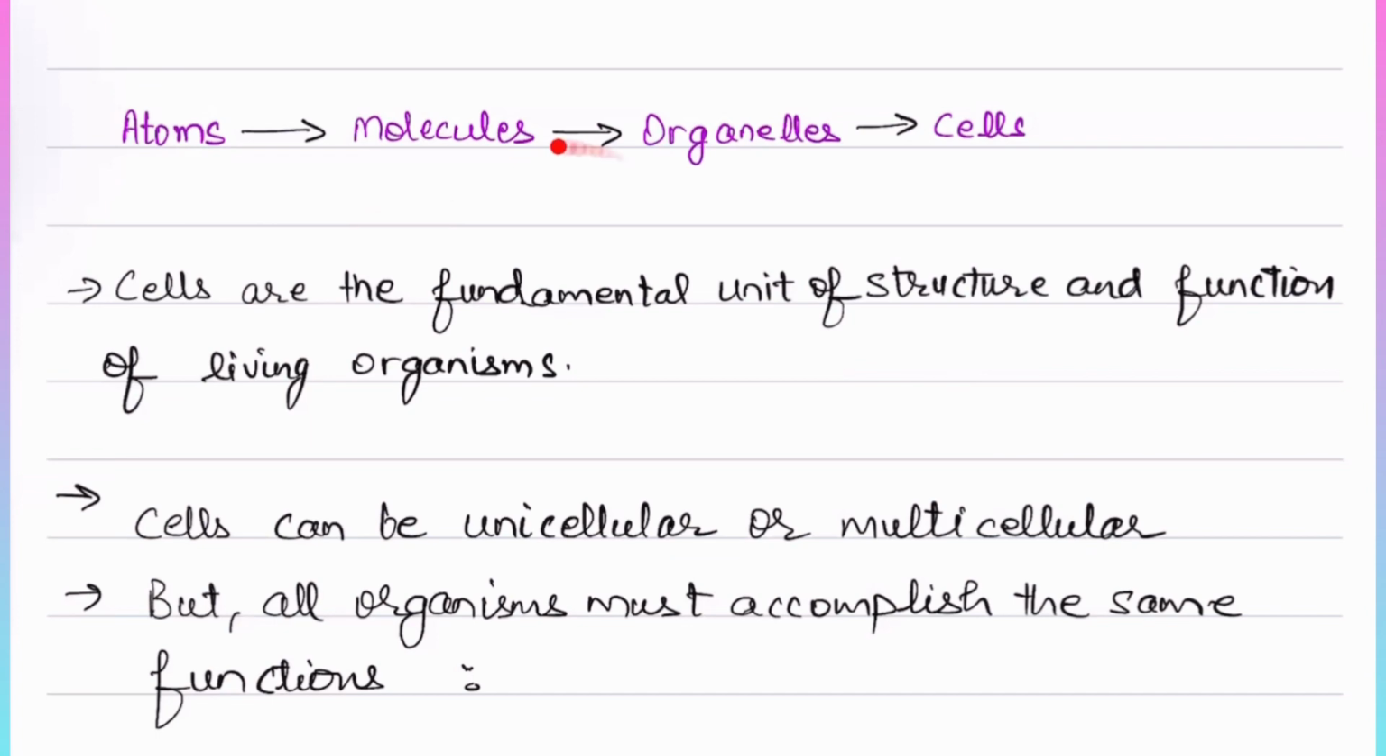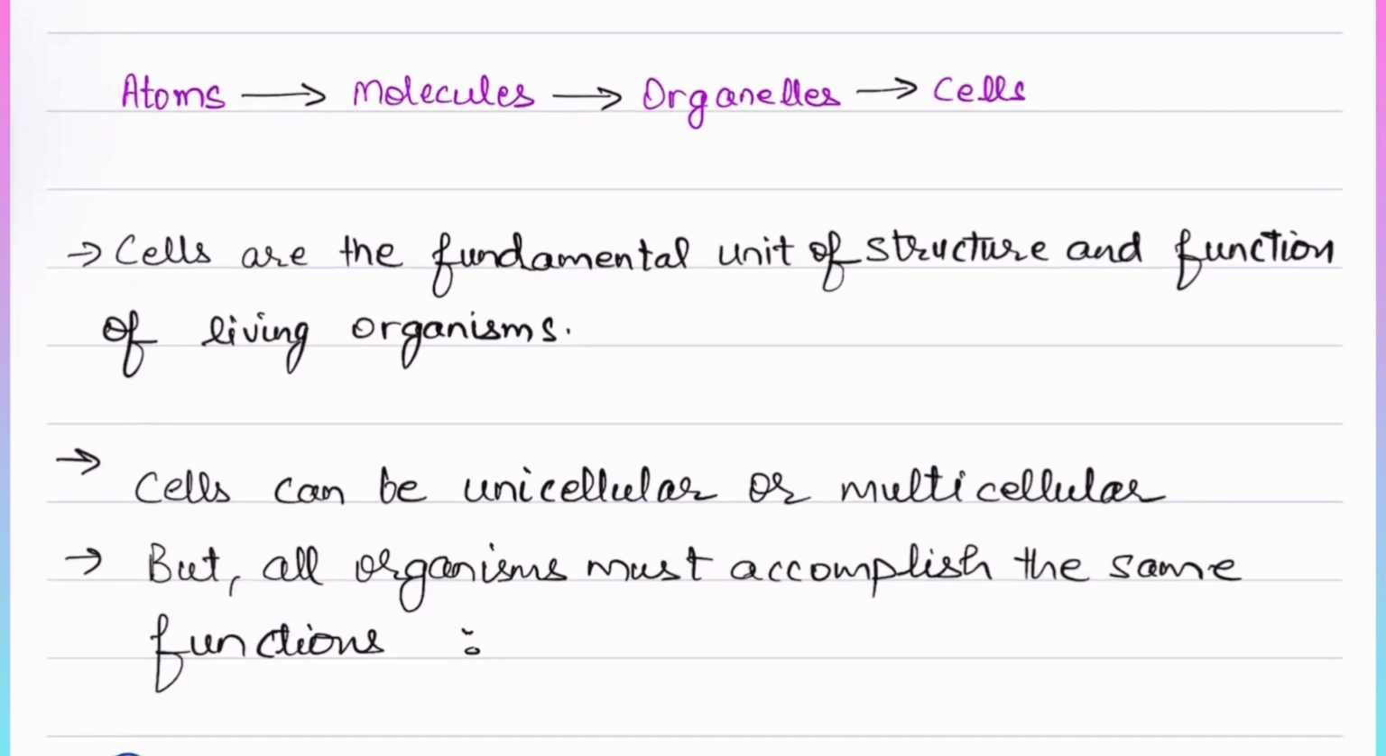Atoms together form molecules, molecules together form organelles, and organelles form cells. Analyzing a biological structure gives us clues about what it does and how it works. And knowing the function of something provides insights into its structure and organization.